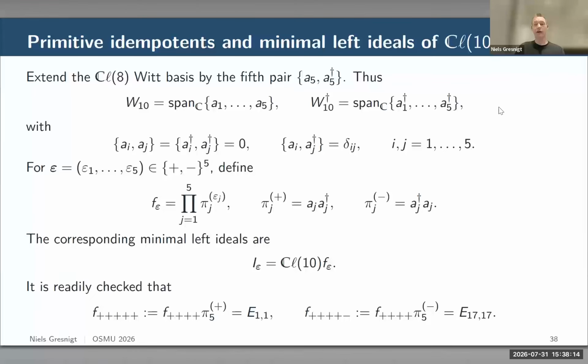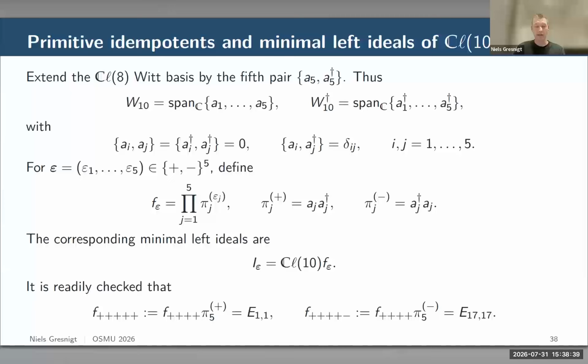So we extend the CL8 Witt basis with this fifth pair now, and then we have this larger anti-commutation relations for the full Witt basis. And now we can define the 32 primitive idempotents, and we can write down the 32 minimal left ideals of CL10.